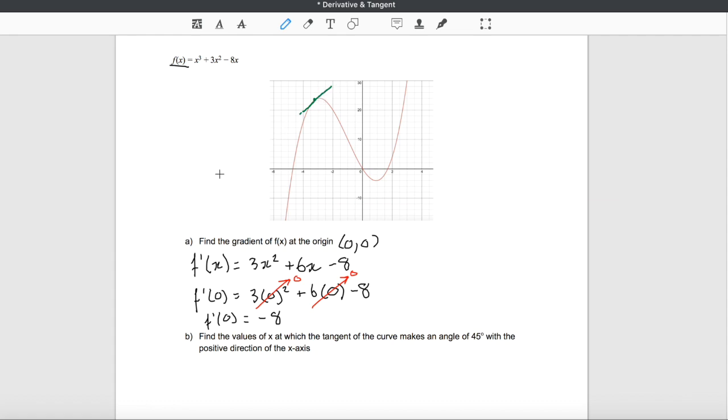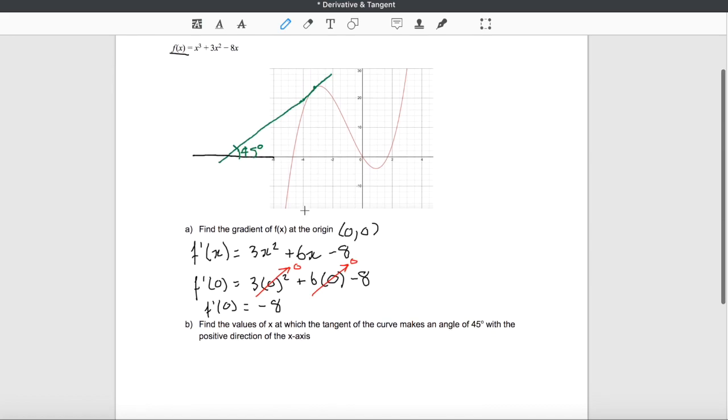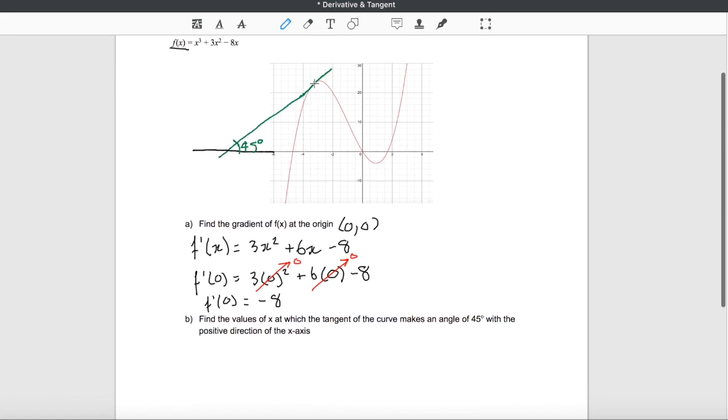And if we stretch this all the way out down to the x-axis and extend this, what we're looking for is this angle in here to be 45 degrees. Okay, so that's the question that we're up against, and essentially what we need to do is find the x value of the point where, if we put a tangent at that point, it would give us a 45 degree angle with the x-axis.